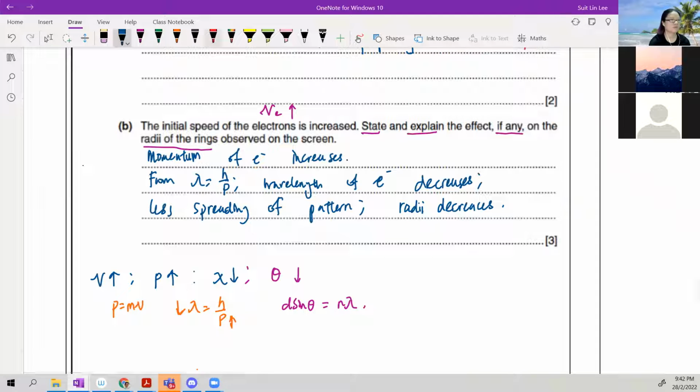Okay. So momentum is M1. Wavelength of electron decrease is M1. And this radii decrease is A1. So use the equation: 1 mark is here, 1 mark is here, 1 mark is here. Less spreading, radii decrease.